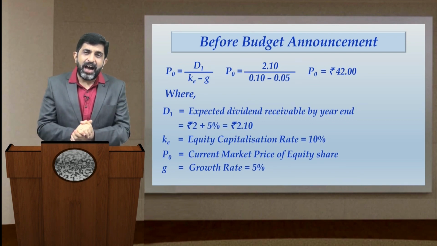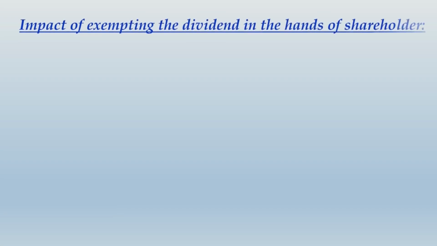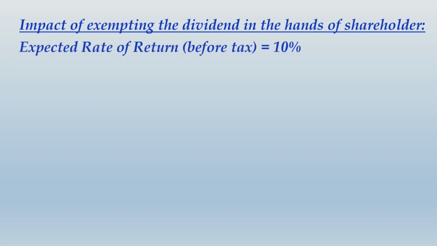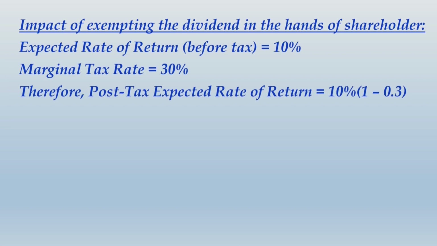So let us see how to present the solution of that second part. Let us first write up the impact of exempting the dividends in the hands of shareholder. In other words, we are talking about the impact of budget announcement. Expected rate of return before tax was 10%. Marginal tax rate for the investor is 30%. Therefore, post-tax expected rate of return will be 10% into 1 minus tax rate, that will be 10% into 0.7, and that will be 7%.